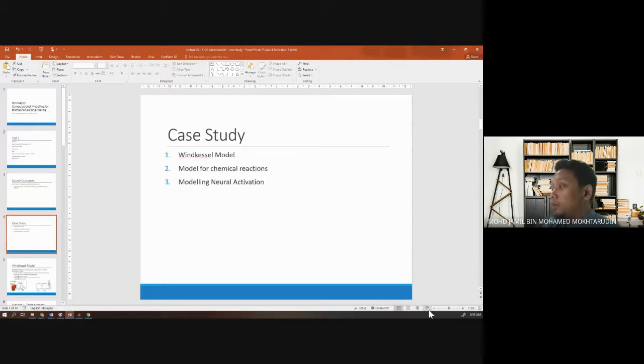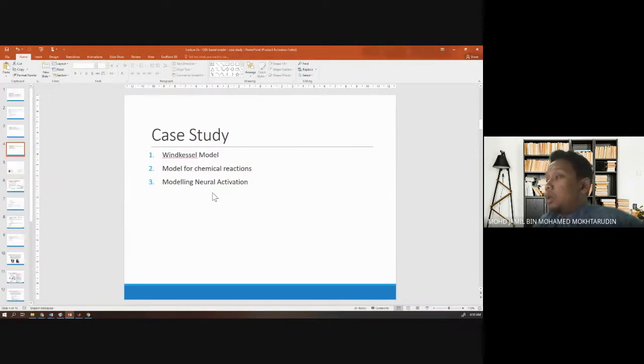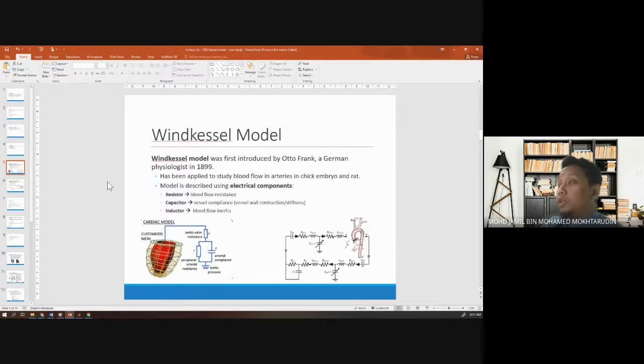Okay, so in this lecture, there will be 3 types of model that are common, and also quite simple to show the examples, how to code. So the first one is the Windkessel model. Second one is the model for chemical reactions. And lastly, modeling of neural activation. So we will look at what these models are and what their purpose is, and we will try to write the codes. Okay, so we start with the Windkessel model.